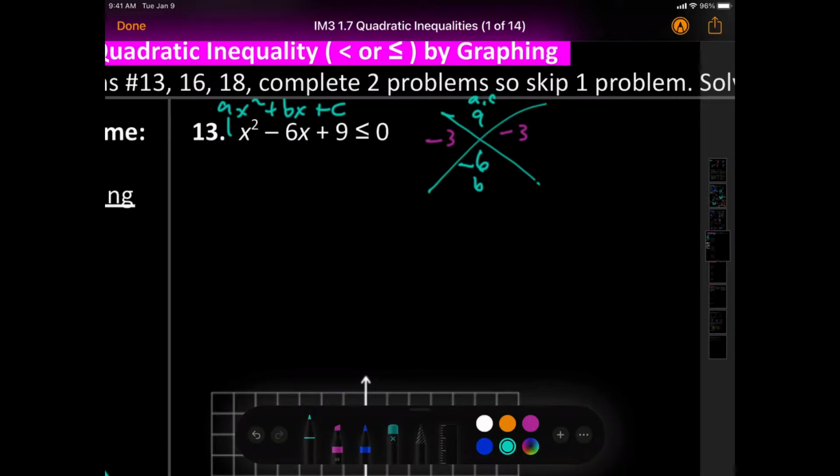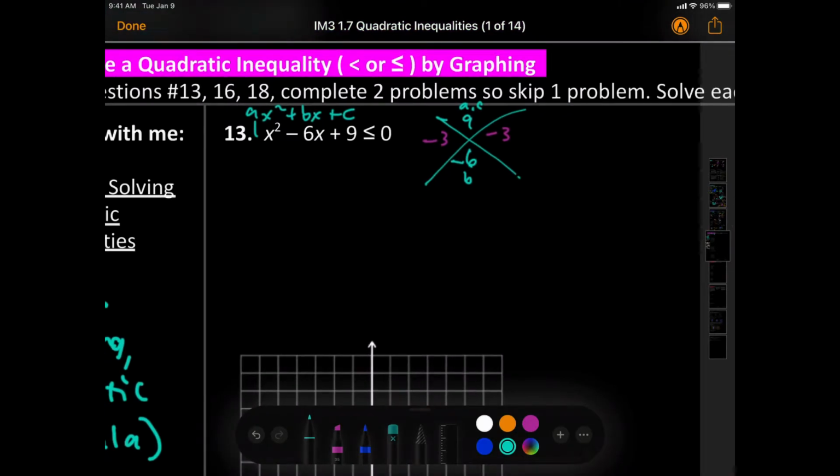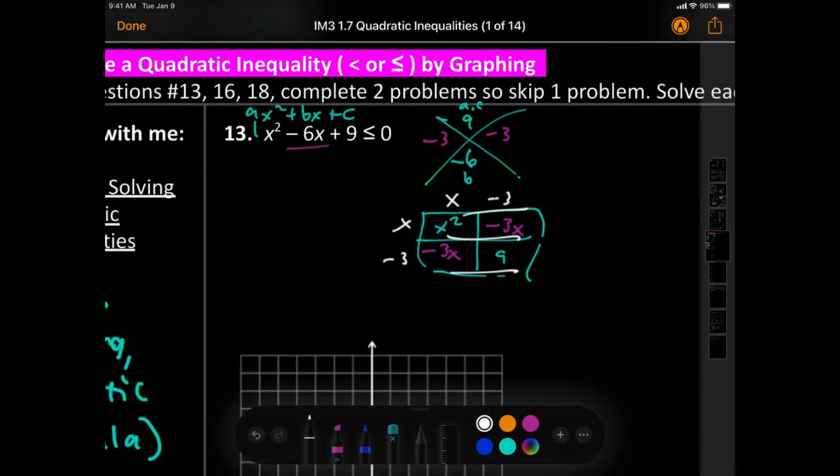And if you remember, the trick is that you don't need to use the box when a is equal to 1. You only factor. You could use a box and you'll get the same answer, but it's not needed. I'll just show you really quickly. Take greatest common factor. Okay, so we're factoring this to be x minus 3, x minus 3 is less than or equal to 0.